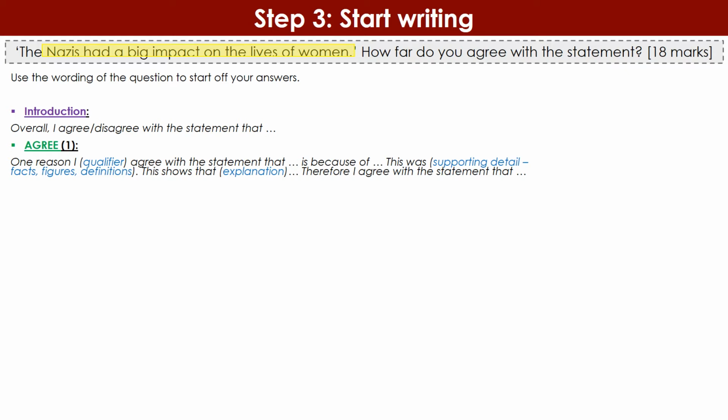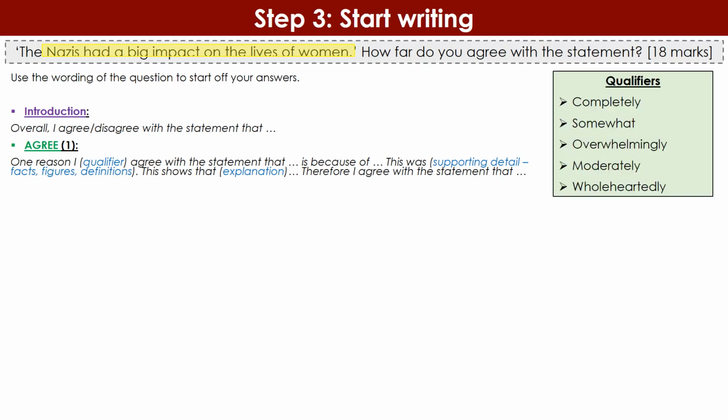So you are going to say something like, one reason I, and then I put the word qualifier in brackets, agree with the statement that, and then you repeat the wording of the question. What do I mean by that phrase in brackets, qualifier? Well, a qualifier tells the examiner to what extent you agree or disagree with something. It shows what we call nuance in your answers. Rather than just saying, one reason I agree, one reason I disagree, why don't you try and include a qualifier, because then it will open your answer up to more levels of analysis.